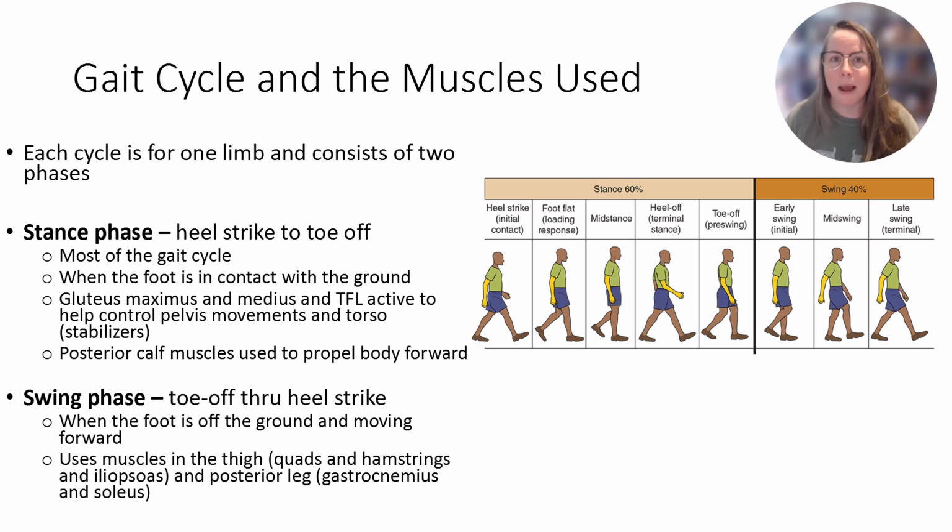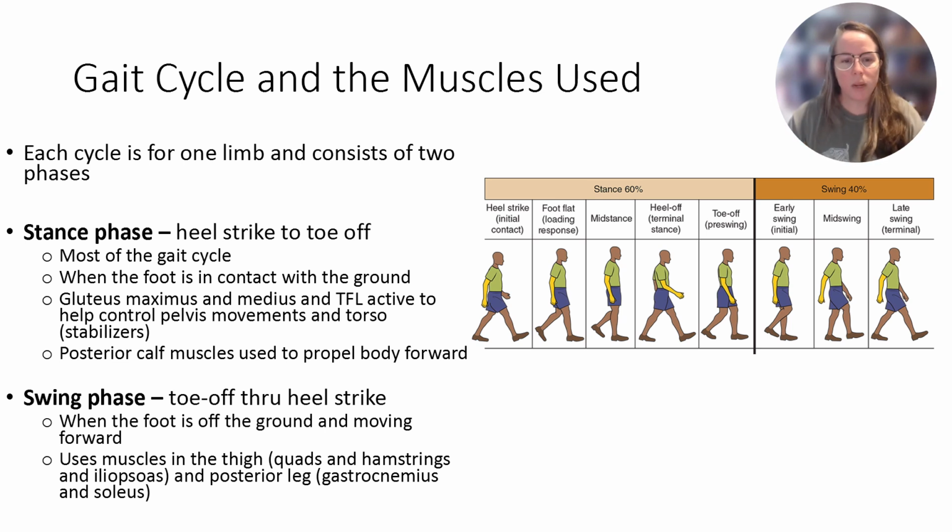So the gluteus maximus, your medius, and your tensor fasciae lata during the stance phase are all activated because what they're doing is stabilizing your pelvis so it doesn't tilt one way or the other, because if that happens, it's going to affect your ability to walk. Not only because your posture is going to be off, but now the other leg that's in the swing phase is going to have to do additional effort in order to do what it's supposed to do.